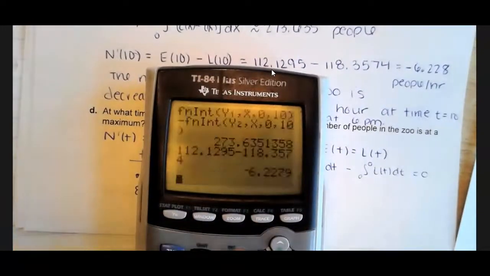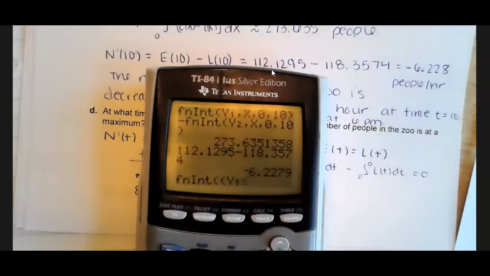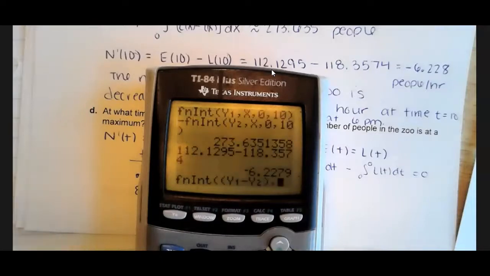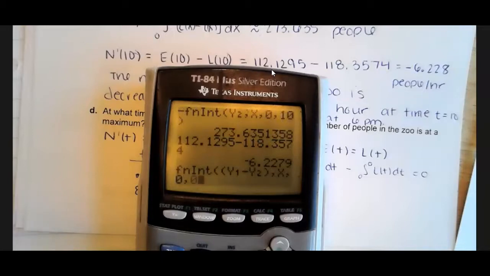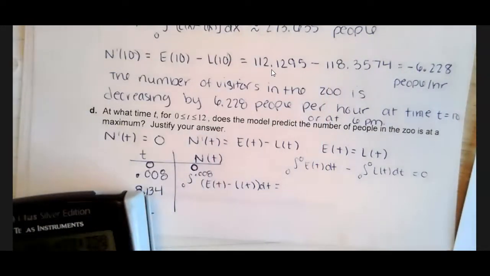So to do that on my calculator, I'm just going to go back. I'm going to go to Math 9. And again, I was telling you before, you could do Vars, Y-Vars, Function, Y1 minus Vars, Y-Vars, Function, Y2, from x to 0 to 0.008. And we get a negative 0.002. So what that means is that the approximate number of people in the zoo is negative. So that is probably the minimum value, not the maximum.